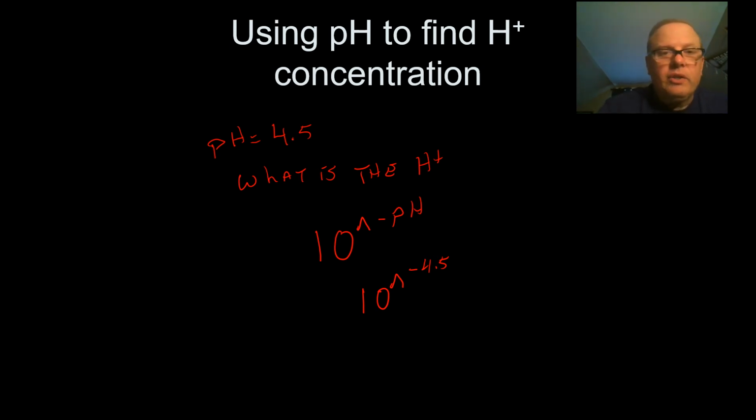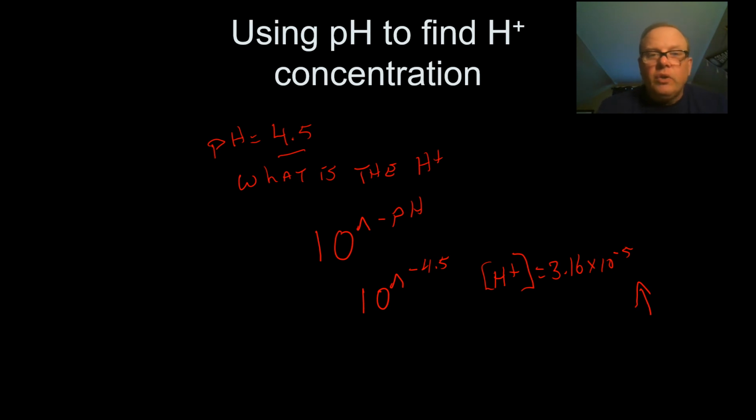So that means that my hydrogen ion concentration, or molarity, square brackets for molarity, is equal to 3.16 times 10 to the negative 5. Now, does this make sense to me? Yes. With a pH of 4.5, I'm going to get an exponent that's around 5, like that. So that does make sense.